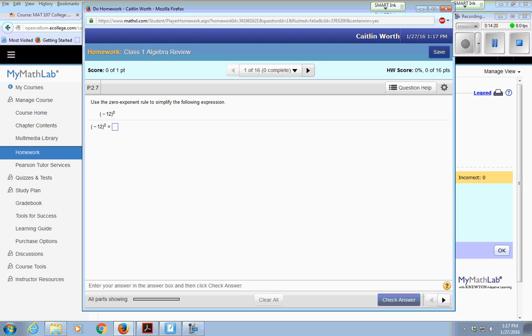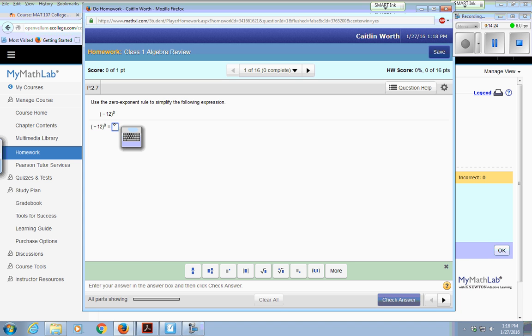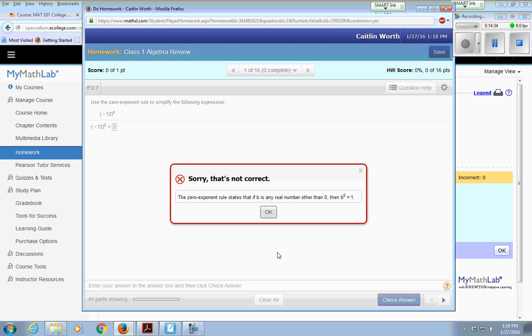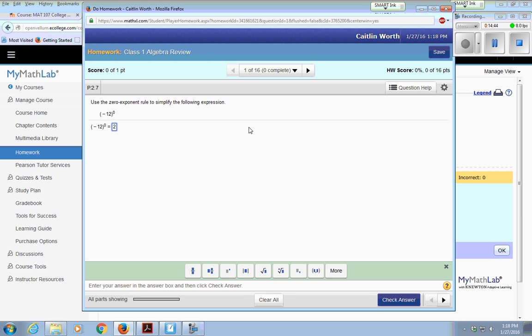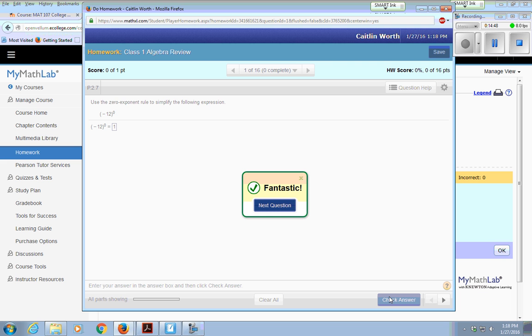What is -12 to the 0 power? 1. Anything to the 0 power is 1, so I'm just going to answer it and show you what happens. Let's answer it wrong first, just to see. So we'll check. Nope, that's not right. And they remind you, they say, remember, 0 exponents? Anything to the 0 is 1? And you go, oh, yeah, that's right. I remember that. You go back and you fix it. Check answer, and it tells you you got it right.